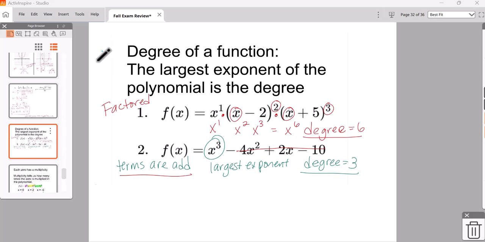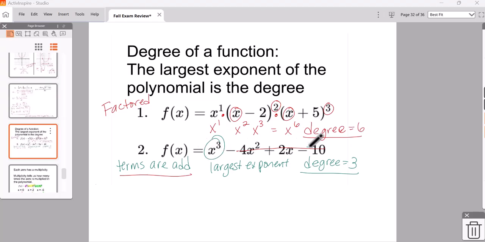The last section on this video is polynomials. Once we get things into factored form or expanded form, it has a degree of 2 or a degree of 3, and the degree represents the largest exponent of that polynomial. So all together this has an exponent of 1, an exponent of 2, an exponent of 3, and 1 plus 2 plus 3 gives me an exponent of 6, and that is the largest exponent for this function here, and that will be 6.